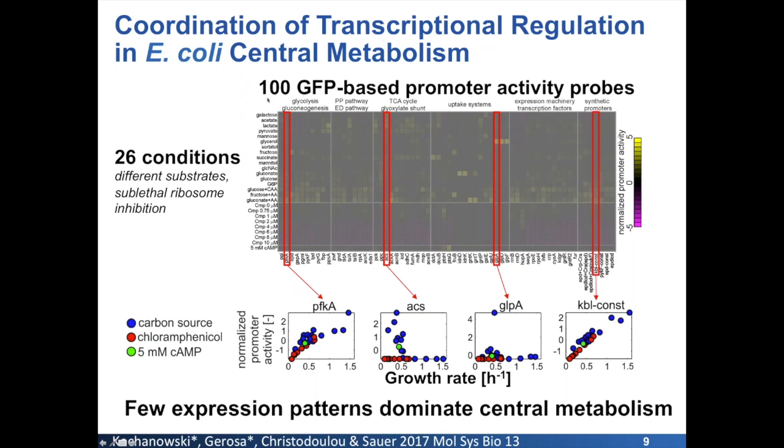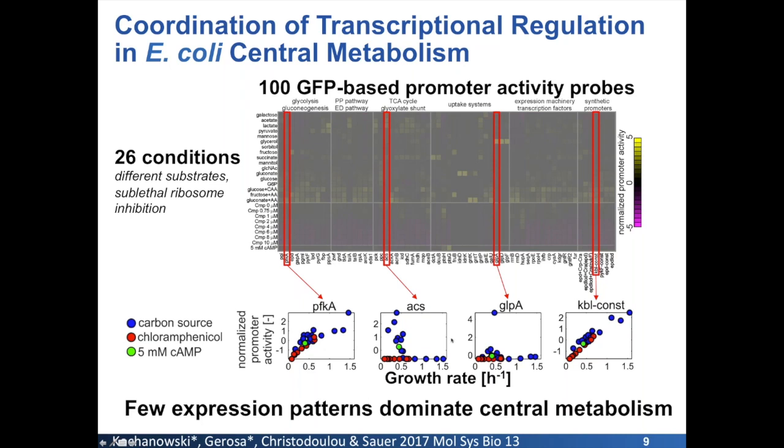you know what it is, we have 26 conditions that are listed here on the left side. Many of them are different carbon sources where the cells grow at different speeds. Then we also add chloramphenicol, because on the same medium we block the rate of growth slowly. We don't block it, so we slow it down. So it's a sublethal inhibition of the ribosomes. And then we measured the GFP-based promoter activity over all the different parts of central metabolism.